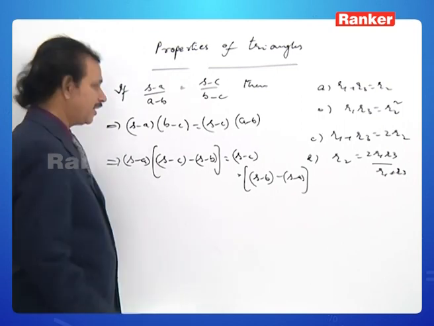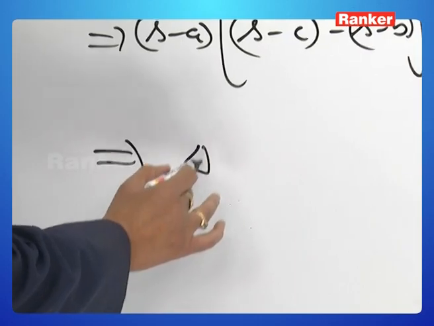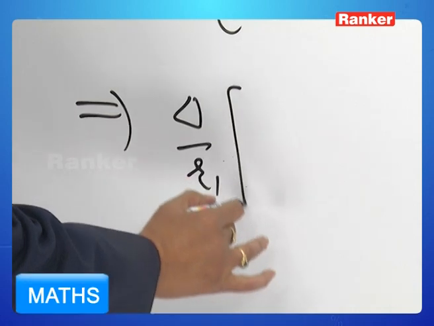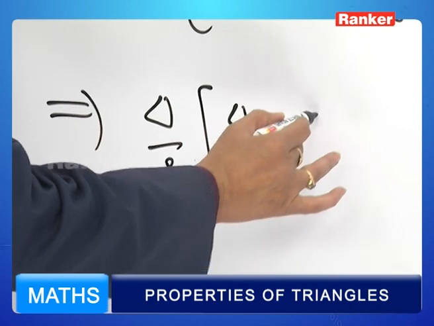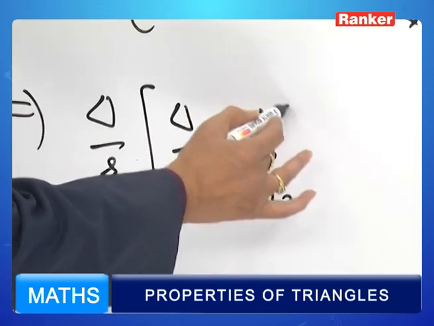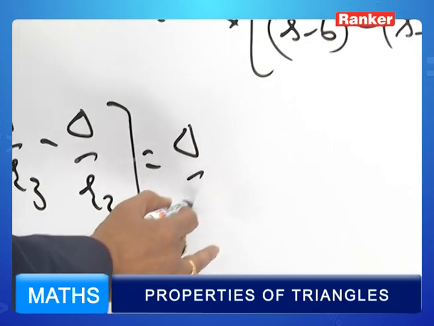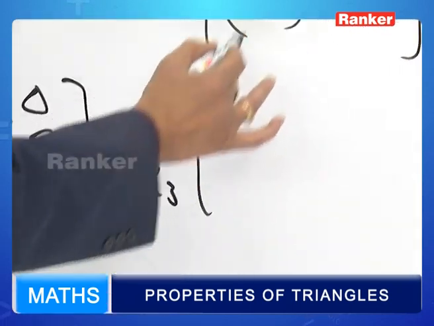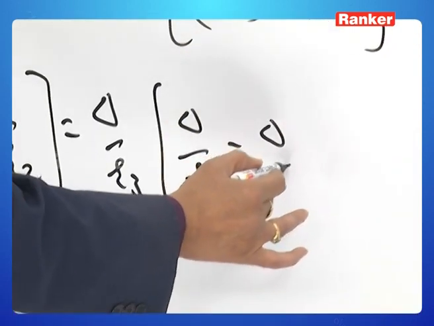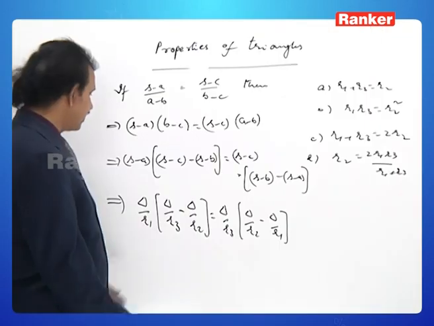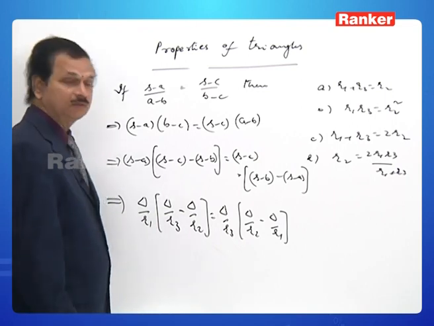Okay, right. This is therefore, what is s minus a? Delta by R1. What is s minus c? Delta by R3. What is s minus b? Delta by R2, is equal to, what is s minus c? Delta by R3. What is s minus b? Delta by R2. What is s minus a? Delta by R1. One thing is sure, delta can be cancelled throughout this equation on both the sides.